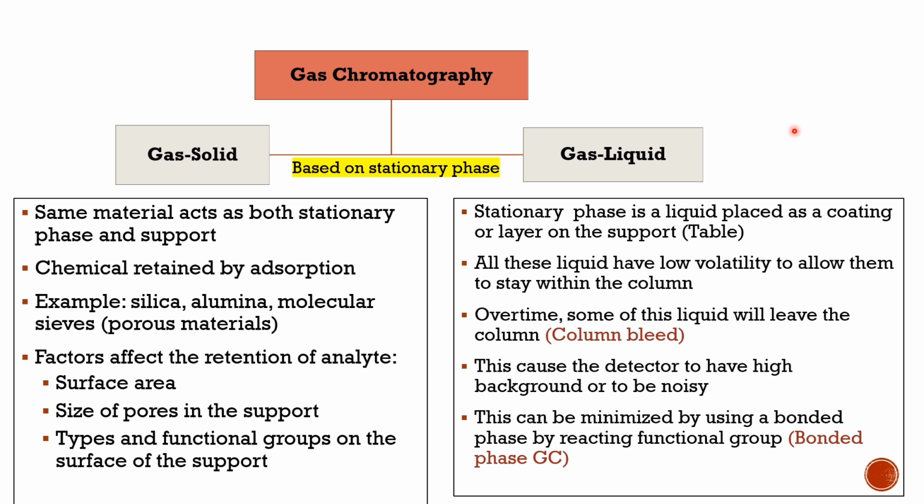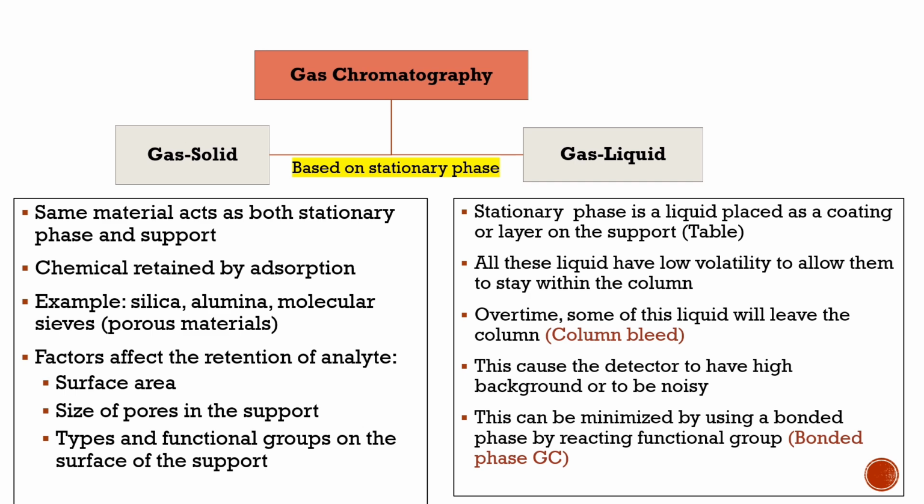All these liquids have low volatility to allow them to stay within the column. Over time, some of this liquid will leave the column. This is the concept called column bleed. You can read more about it further. It will cause the detector to have high background or to be noisy. So here maybe it's time to change the column and replace it. This can also be minimized by using a bonded phase, by reacting functional groups, called bonded phase chromatography.